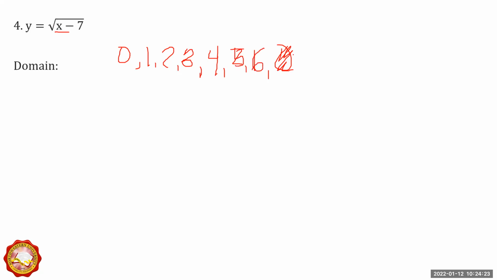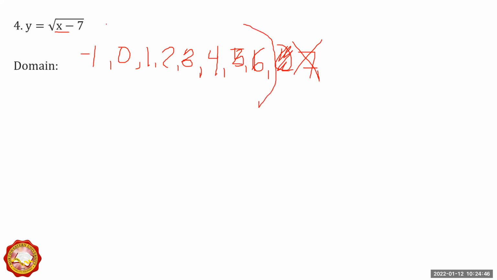6. Okay. Pag 7 naman is 0 na. You cannot put 7 kasi ang square root ng 0 ay 0, which is a real number. So, ang ating possible values lang ay, or you can also have negative 1 kasi negative 1 minus 7, that's negative 8.